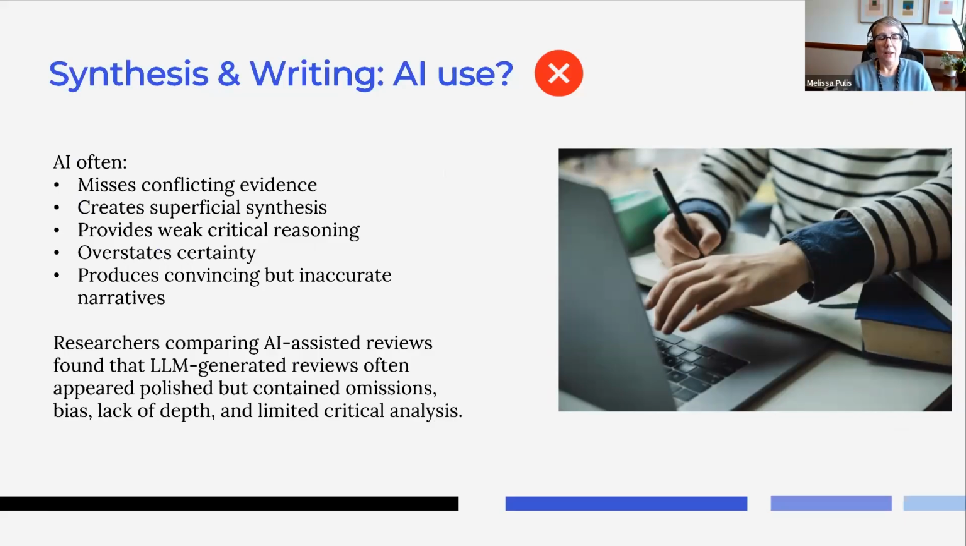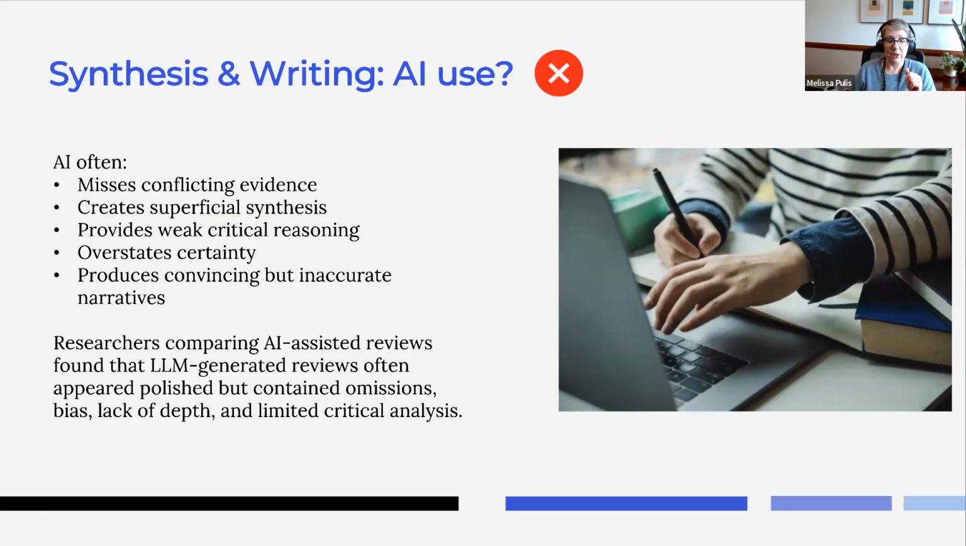And why? AI typically, well, I won't say typically, but it often misses conflicting evidence. It can create a superficial synthesis. It has weak critical reasoning. It overstates certainty and produces convincing but inaccurate narratives.